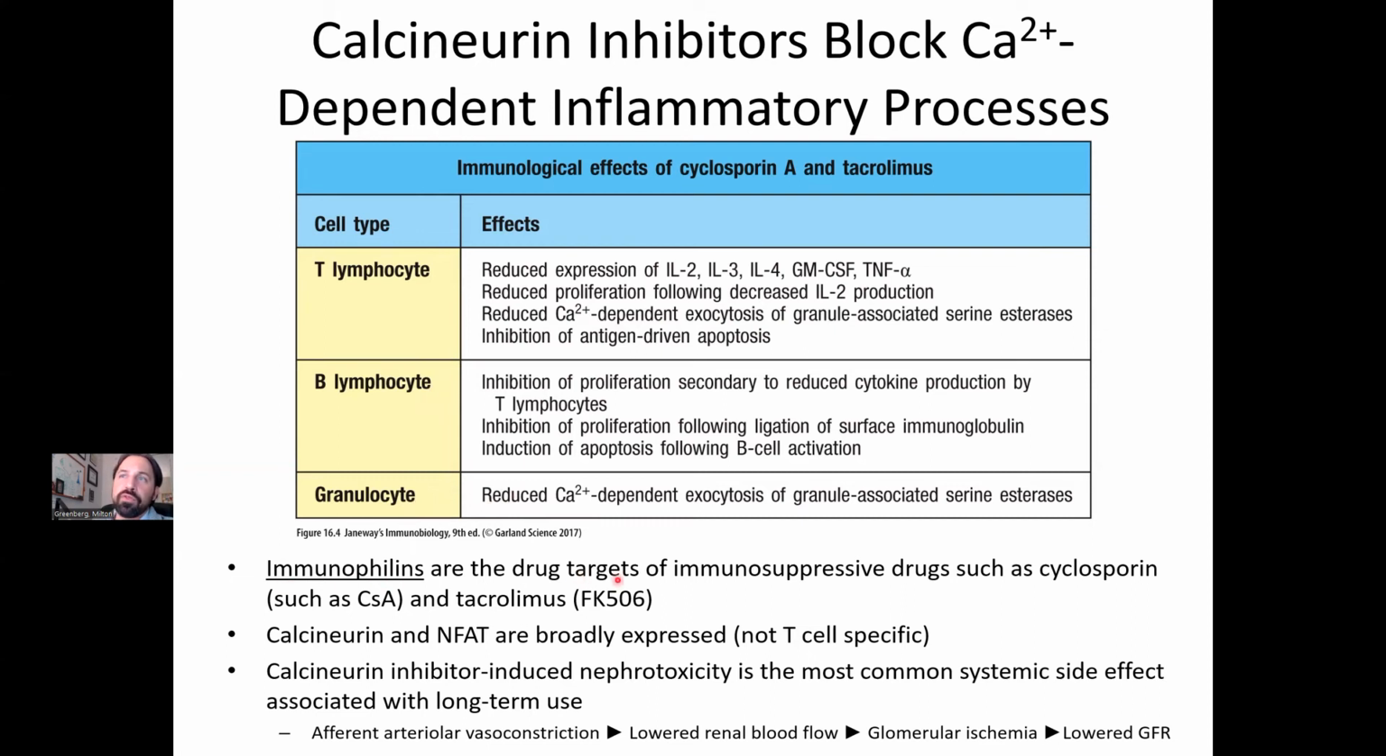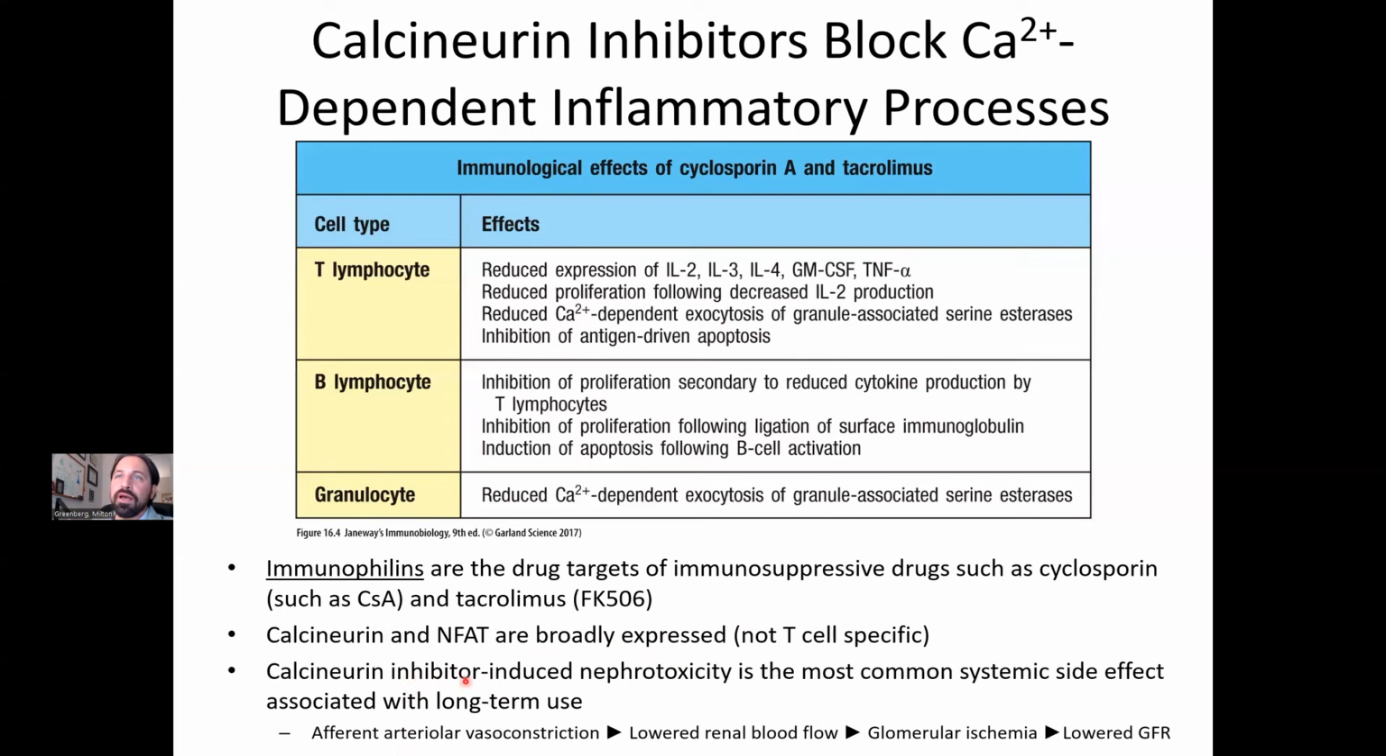So immunophilins are the drug targets of calcineurin inhibitors, and calcineurin in particular. Calcineurin and NFAT are broadly expressed. So even though these are so important for driving inflammation in your T cells, granulocytes, and a little bit in B cells, again, you don't want to use them chronically if you can avoid it. Sometimes you need to in the case of transplant, but sometimes you want to avoid this.